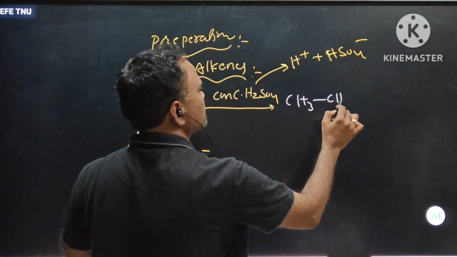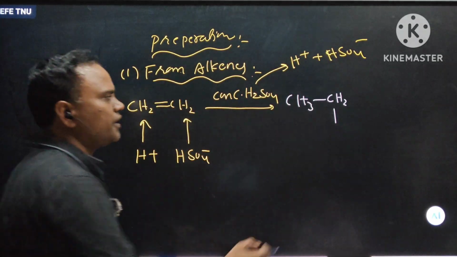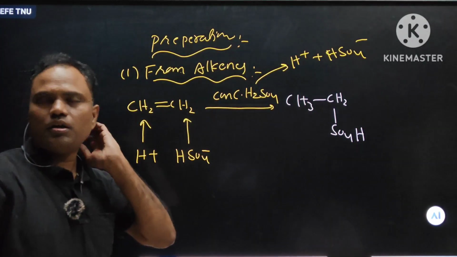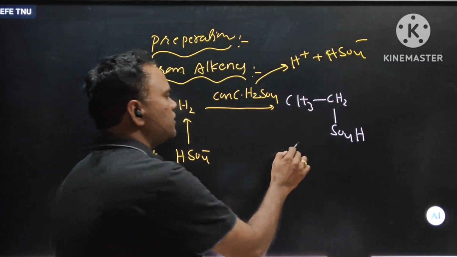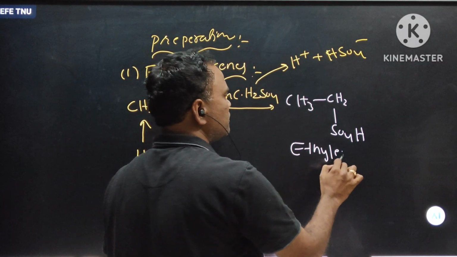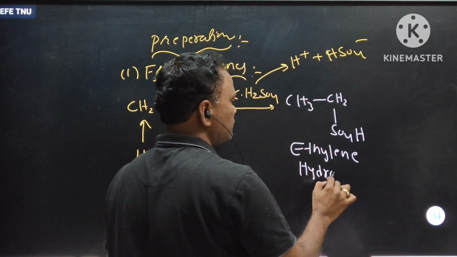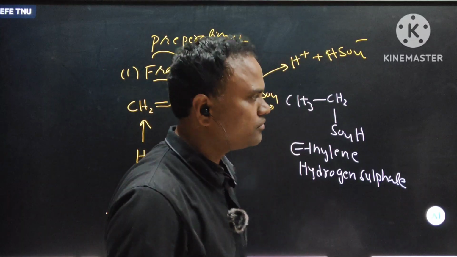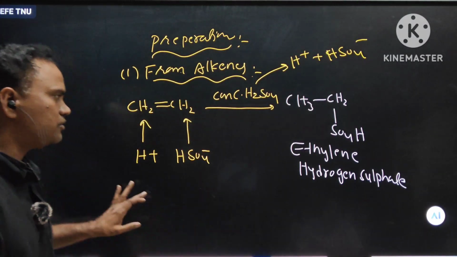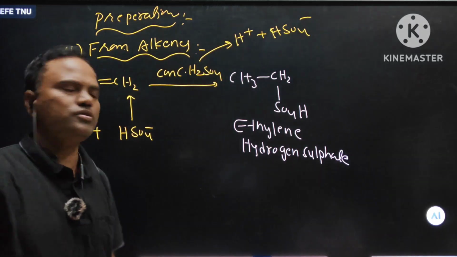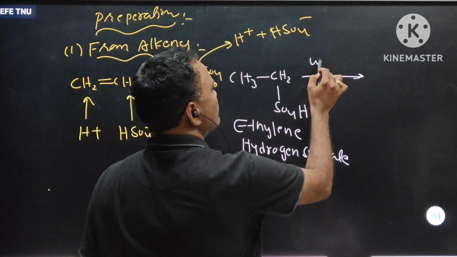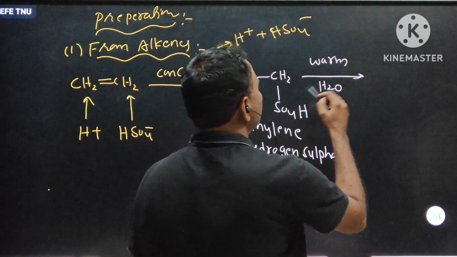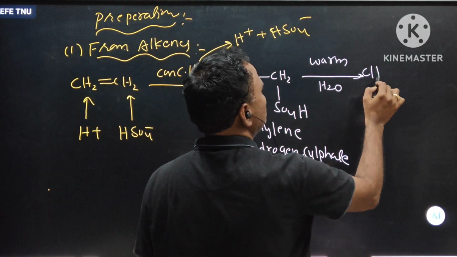CH3, CH2, here I can write SO4H in the proper form, SO4 minus or SO4H. This is called ethylene hydrogen sulfate. First we get ethylene hydrogen sulfate. When it is treated with warm water, or heating with water, this SO4H will be removed, OH is added.